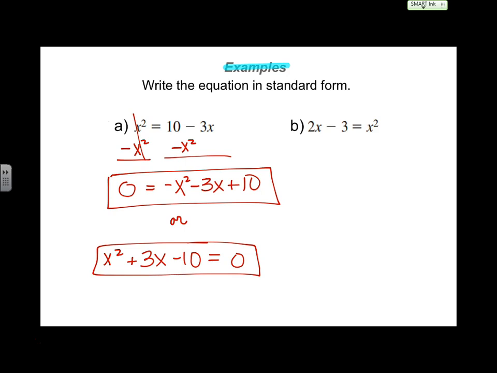In algebra, couldn't we just add that x squared and get positive? Couldn't we add the 3x and get positive and subtract the 10? It's just a rearrangement. So it's the same thing, it's just a rearrangement.